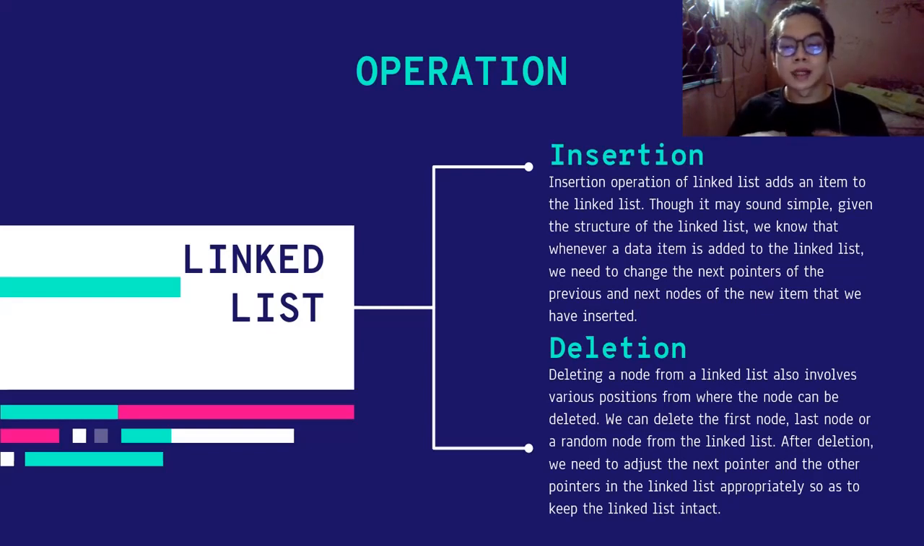And deletion. Deleting a node from a linked list also involves various positions from where the node can be deleted. We can delete the first node, last node, or a random node from the linked list. After deletion, we need to adjust the next pointer and the other pointers in the linked list appropriately so as to keep the linked list intact.